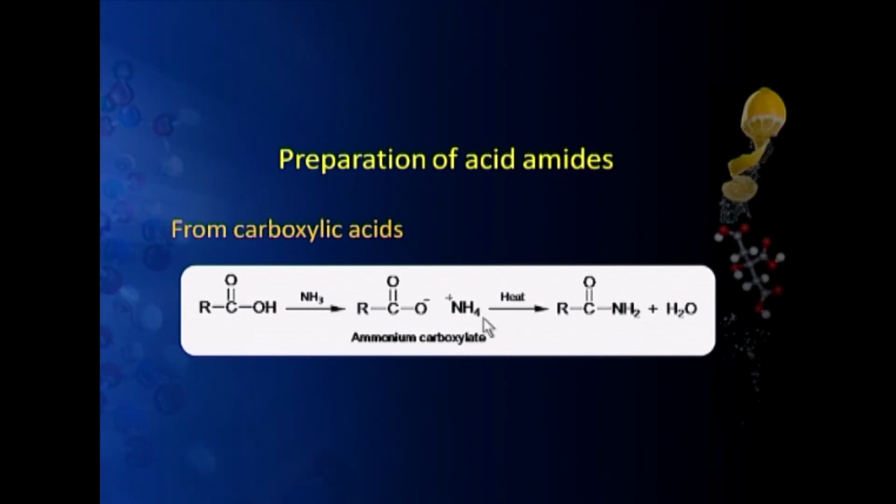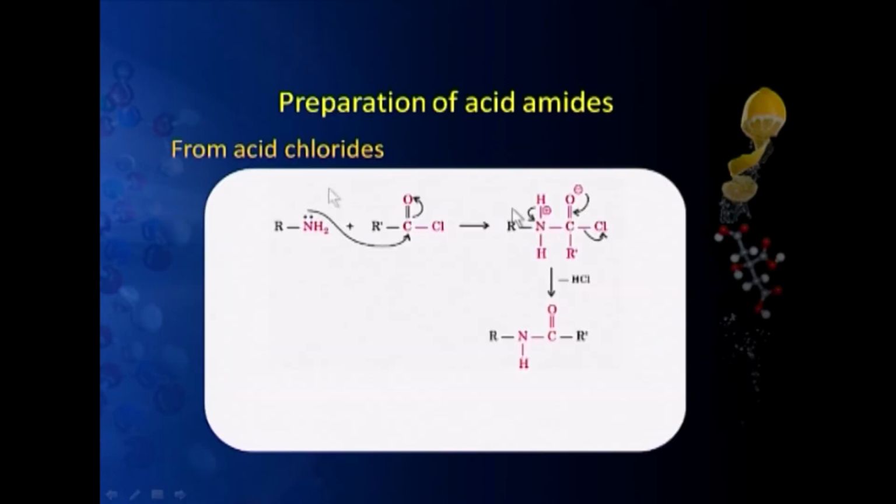Initially we get ammonium salts of carboxylic acid, which we call ammonium carboxylate, and these salts on strong heating get converted into amides. They lose the water molecule. We have discussed just before that they can be obtained from acid chlorides also. The acid chlorides react with any amine, this can be simple ammonia also, in a similar way, so that ultimately this Cl is lost and we get the corresponding amides.